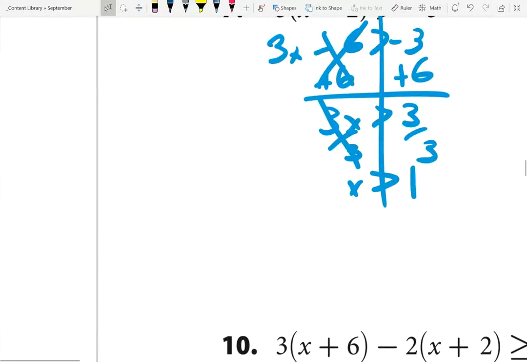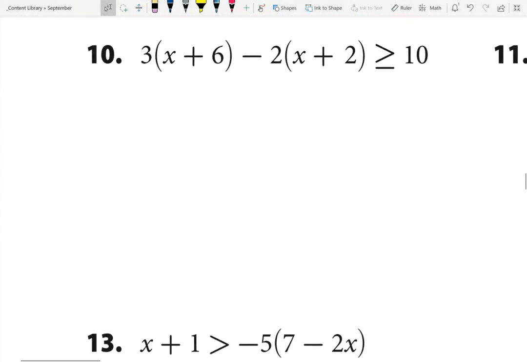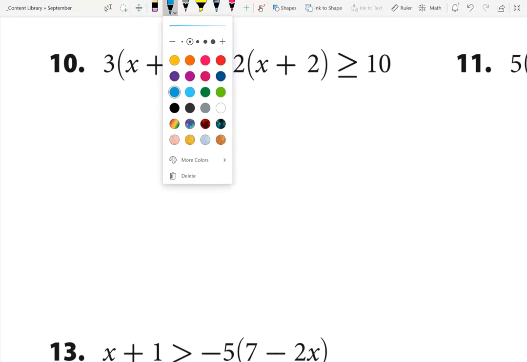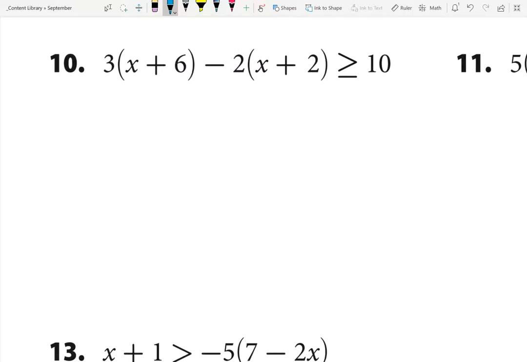So now let's look at number 10. It looks longer and it looks a little more complicated. However, it's no different than the problems we've already done. It's a few more steps maybe, but all the math is still the same. Like in the previous problems, we had to distribute first, and that's exactly what we're going to do first here as well. We're going to distribute just like we've done in the past. So that step's not any different. We should all be able to do that.